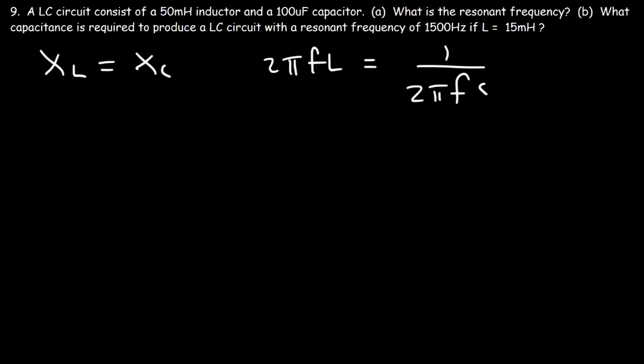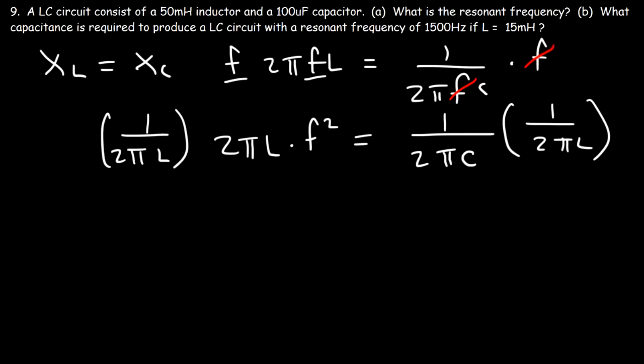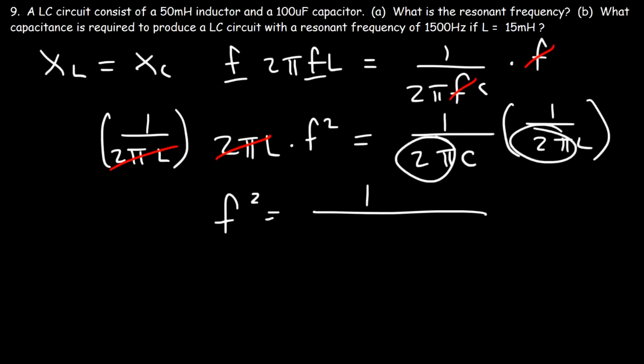Now what we're going to do is multiply both sides by F. On the right side, these two will cancel. On the left side, F times F is F squared. So we're going to have 2 pi L times F squared, and that's equal to 1 over 2 pi C. Now let's multiply both sides by 1 over 2 pi L. On the left side, 2 pi L will cancel. So we're going to have F squared is equal to 1 over 2 pi times 2 pi, which is 4 pi squared, and then times LC.